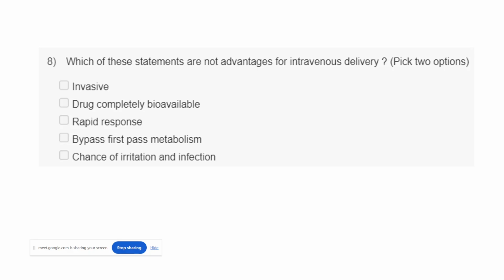Okay, here we have the next question. Which of these statements are not advantageous for intravenous delivery?